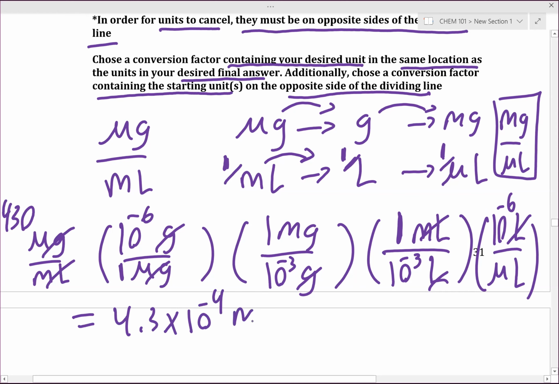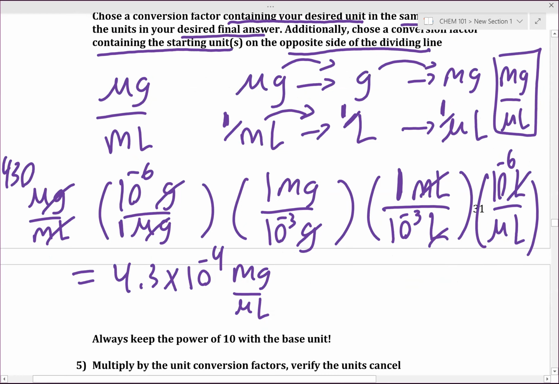And then the units are milligram per microliter. So this is a typical conversion that you have to do as part of calculations in chemistry. Any questions? Okay, I'm going to let you loose now.